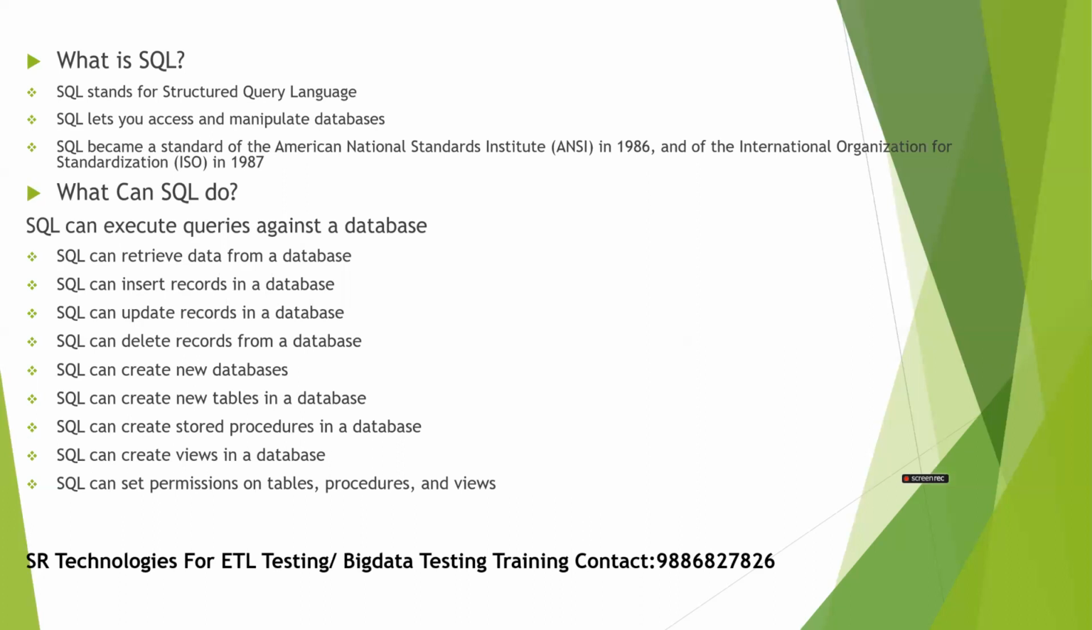And what can SQL exactly do? First, it can retrieve the data, insert the data, update the data, and delete the data. It can create new databases and new tables, alter the tables, create stored procedures and views, and create permissions, as well as grant and revoke permissions. All of these things are done by SQL. How can we do that, and what is the step-by-step procedure?